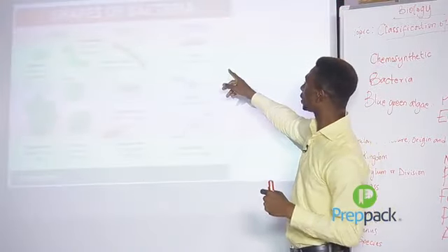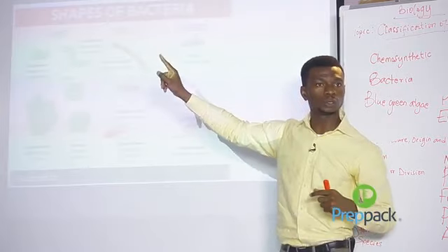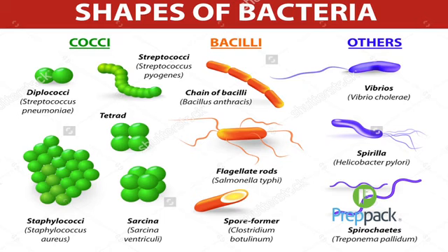Now the Vibrio bacteria has what? A flagellum protruding from the end of the bacterium. And what is the flagellum's purpose? It is for it to be able to carry out the process of locomotion or movement.